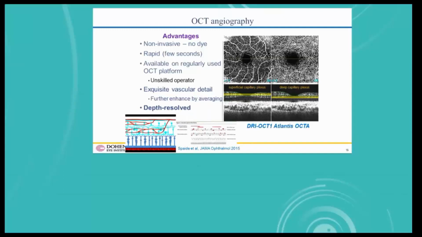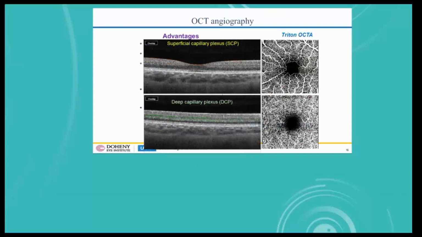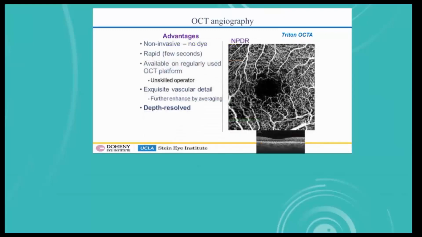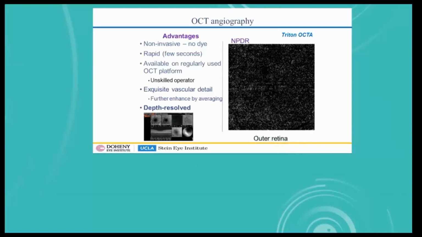We're able to access information from the superficial as well as the deep circulation, as shown in this example. And now we have very sophisticated algorithms that our devices provide us, allowing us to segment the superficial and deep capillary circulation. And we see that they can be differentially affected by disease. This is another example of a patient with diabetic retinopathy. You see the significant non-perfusion in the superficial circulation, but you can see that the deep circulation is also impacted.